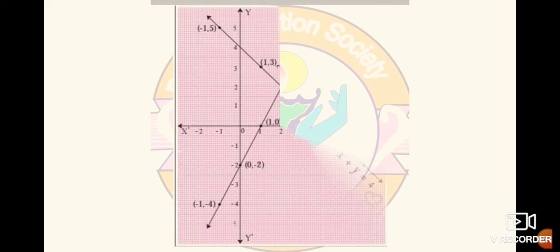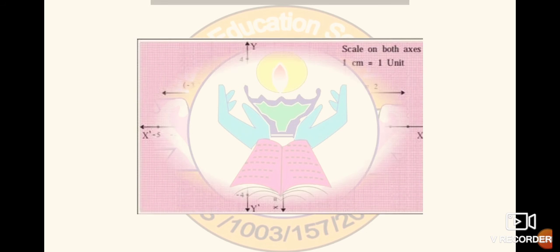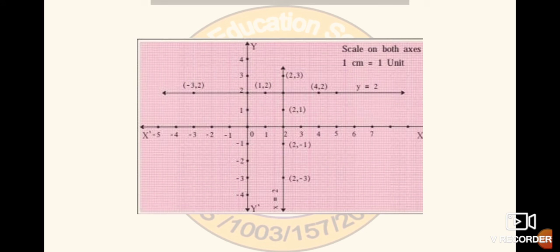One more graph is there that we will see here. Now see, here two lines we can see. First of all we will speak about the horizontal line. What are the coordinates of the horizontal line? (-3, 2), (1, 2), (4, 2). These are the coordinates. If you observe them properly, which coordinate is the same? Yes, the second coordinate, that means the y coordinate, is the same.